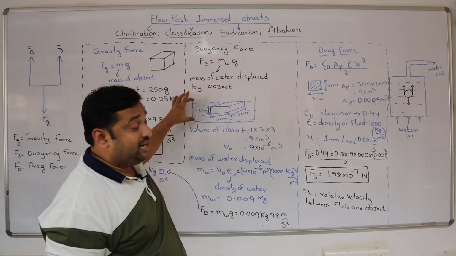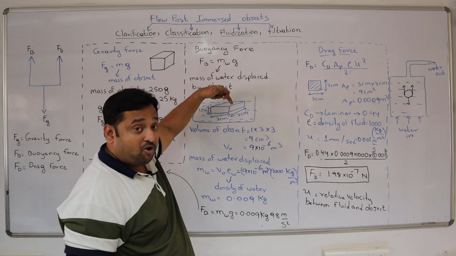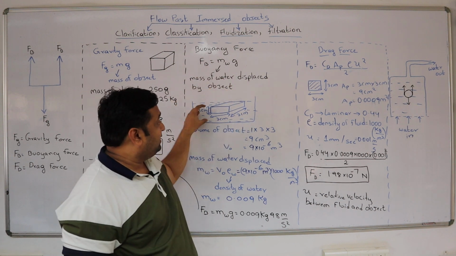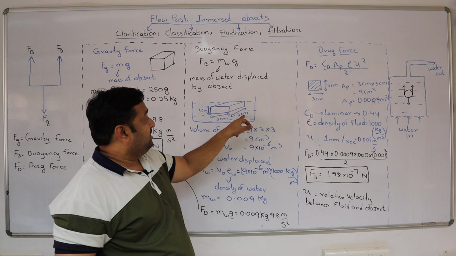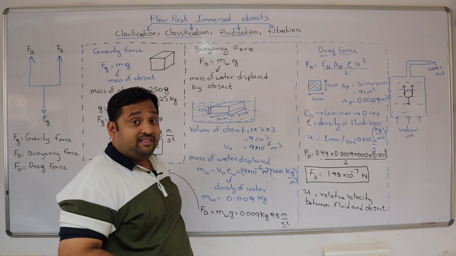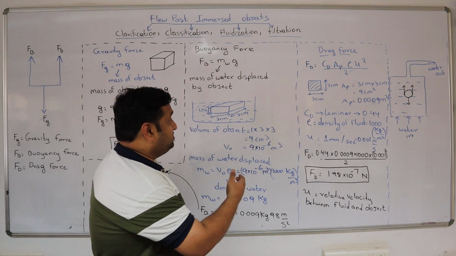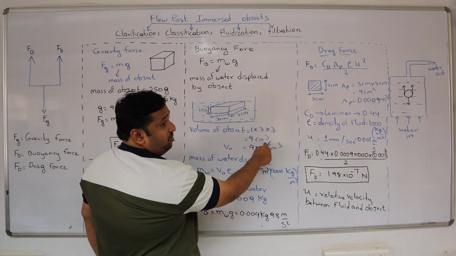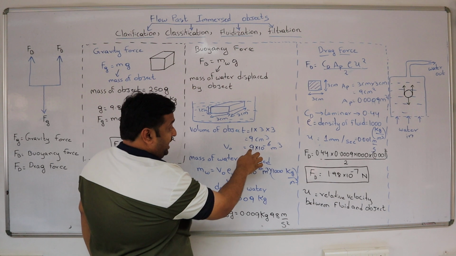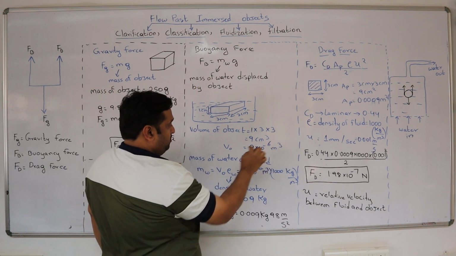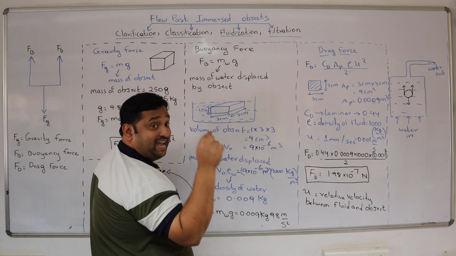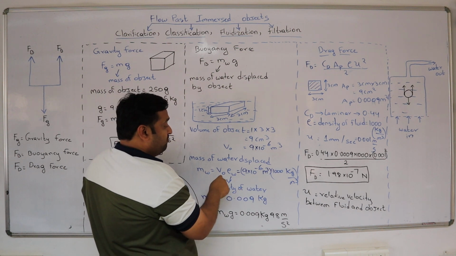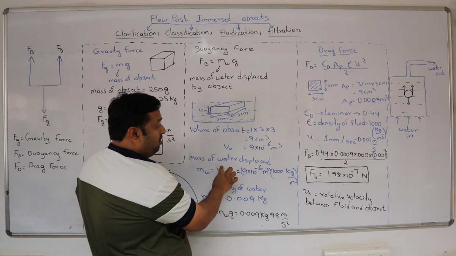Imagine this is a container. I have immersed a certain object having length, breadth and height of 3 centimeter, 3 centimeter, 1 centimeter. In such cases, what is my buoyancy? The volume of the object is 1 into 3 into 3, which is 9 centimeter cube, which is 9 into 10 power minus 6 meter cube. The mass of the water displaced you can get by volume into density of water. What is the density?